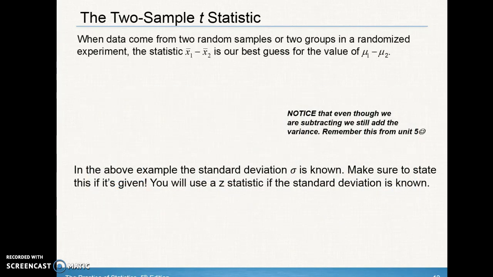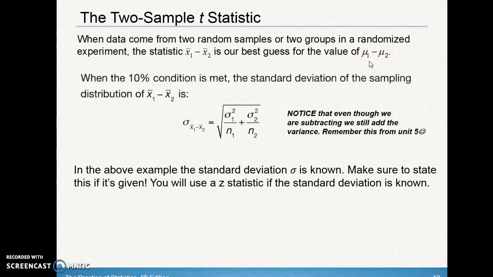Okay, so when data comes from two random samples or two groups in a randomized experiment, the statistic x bar 1 minus x bar 2 is our best guess for our value of the population difference. Well, why is that? Because we don't always necessarily know the population information.